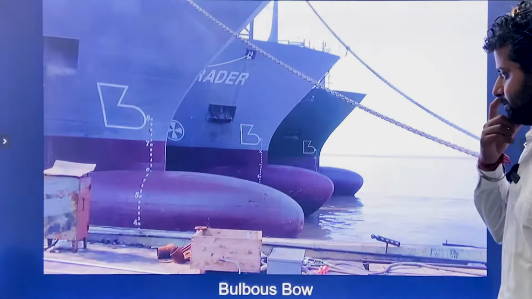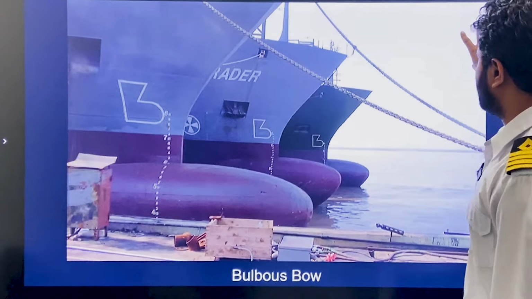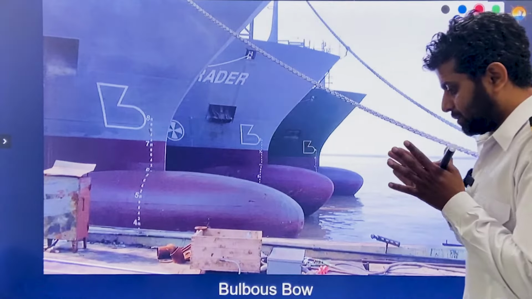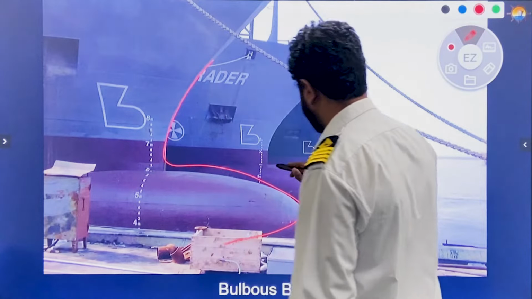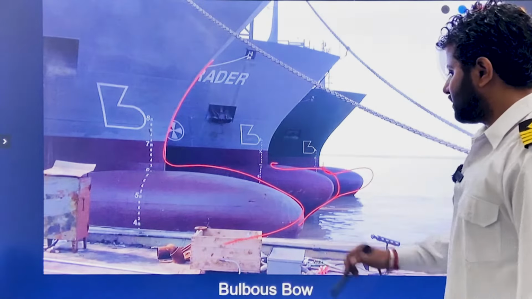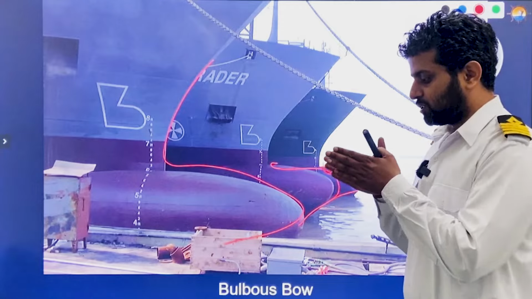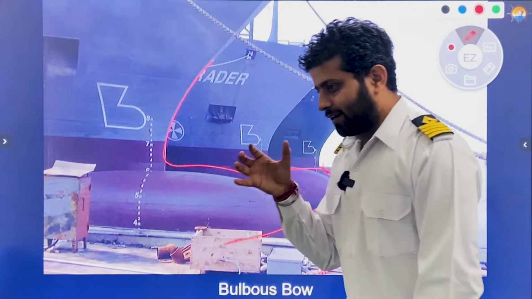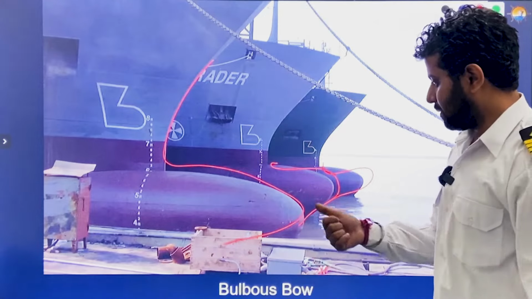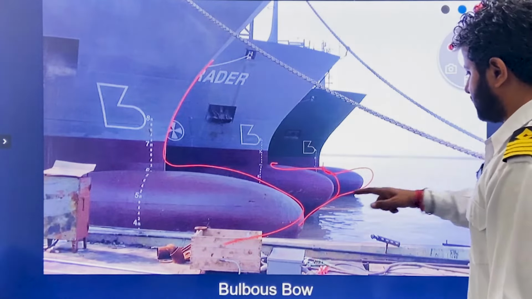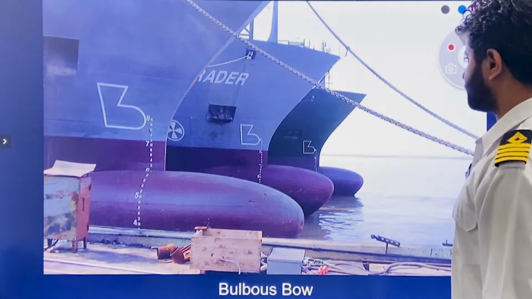Let's move ahead. This is your bulbous bow on the forward side of the ship, which is cruising through the water moving ahead. This part is really important. Can you see this is rounded? Why rounded? Because then in that case, it reduces friction when the ship is moving ahead. And reduces friction means increases the efficiency of the engine. Copied? That is what is important. So this is called bulbous bow.